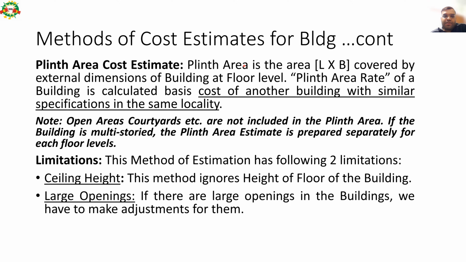The next method of estimation is the plinth area cost estimate. Plinth area is the area equal to length into breadth covered by the external dimensions of a building at floor level. Plinth area rate of a building is calculated on the basis of the cost of another building with similar specification in the same locality. So here the keywords are: we try to calculate the estimated value of a building on the basis of the cost of another building with similar specification in the same locality.